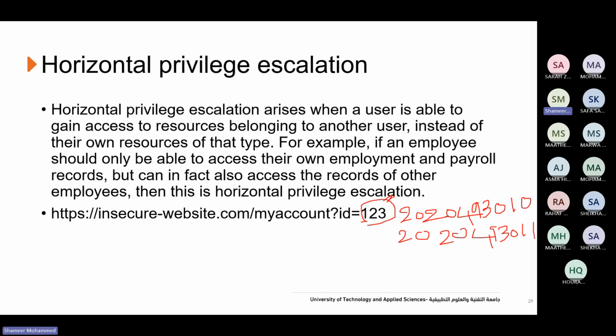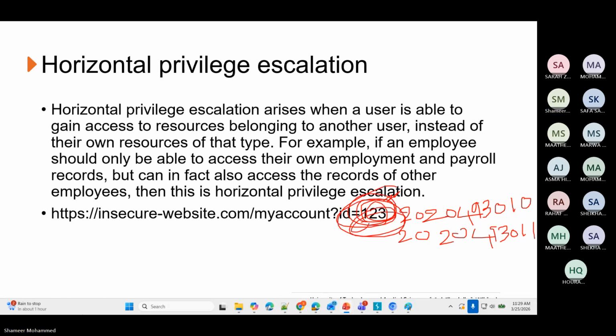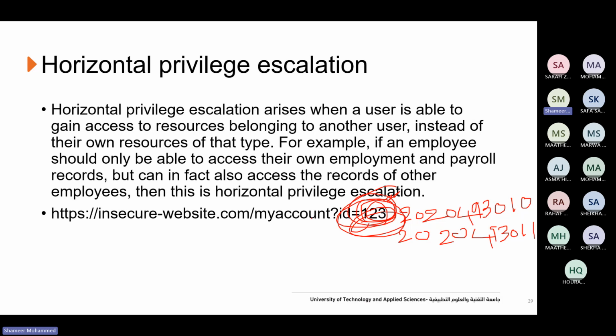So what is this? This is the vulnerability. You should not give it like this. In your application, you should not show it like this. So this is what is called horizontal broken access control.